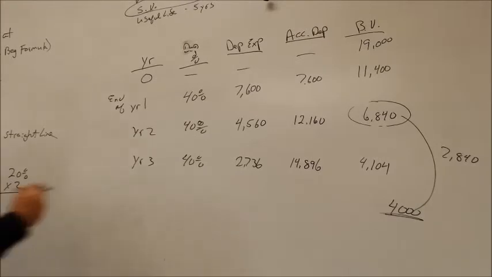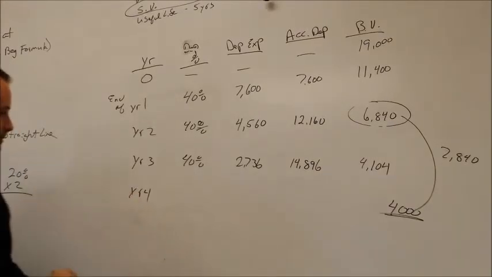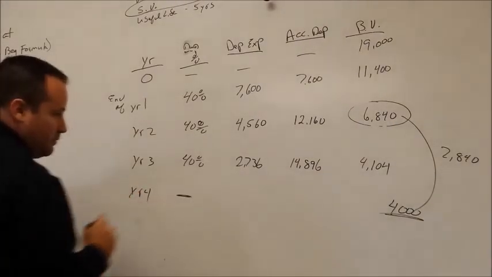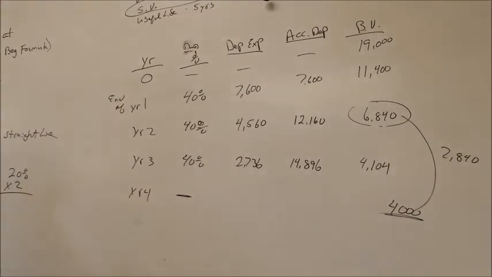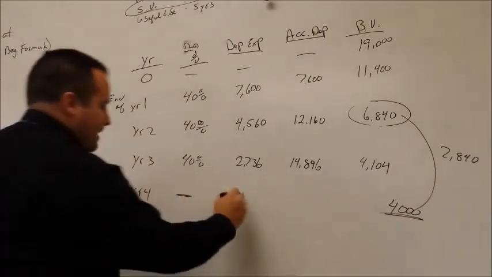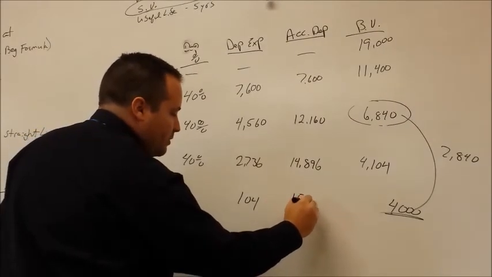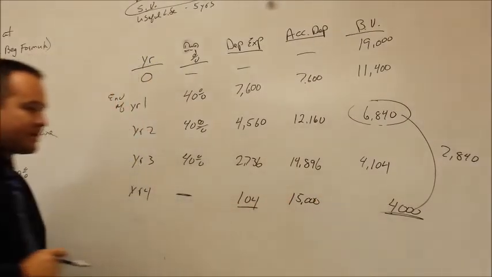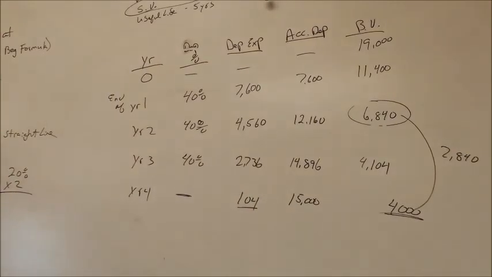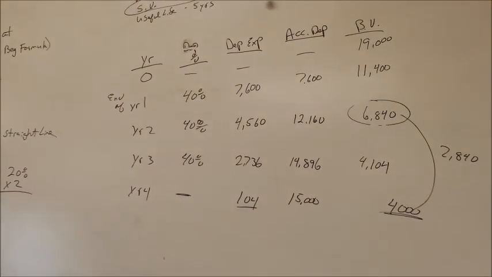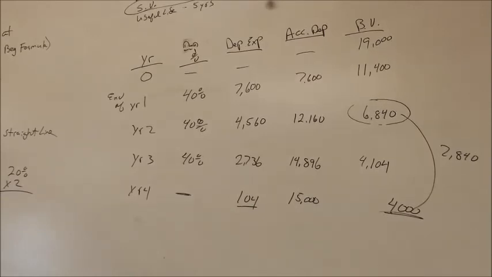So what do you think my depreciation expense will be in year 4? $104, yep. I can't go below the salvage value, so all the more I can add to my accumulated depreciation is $104. How much is it in year 5? This is a 5-year useful life. 0. 0, right.